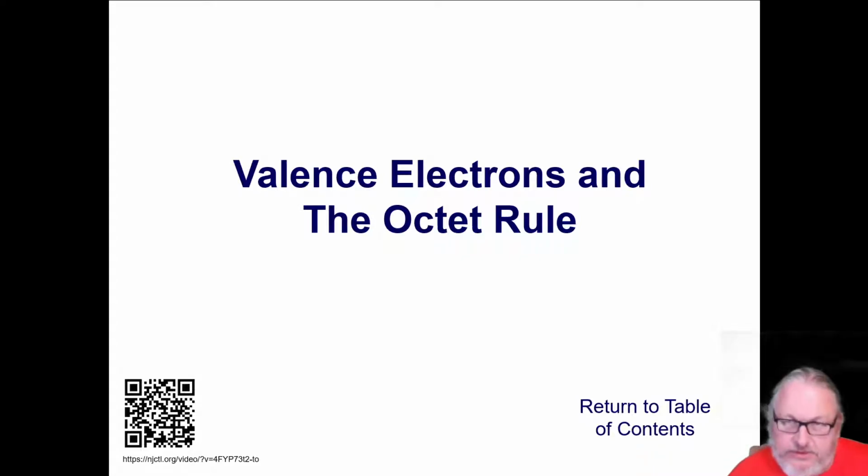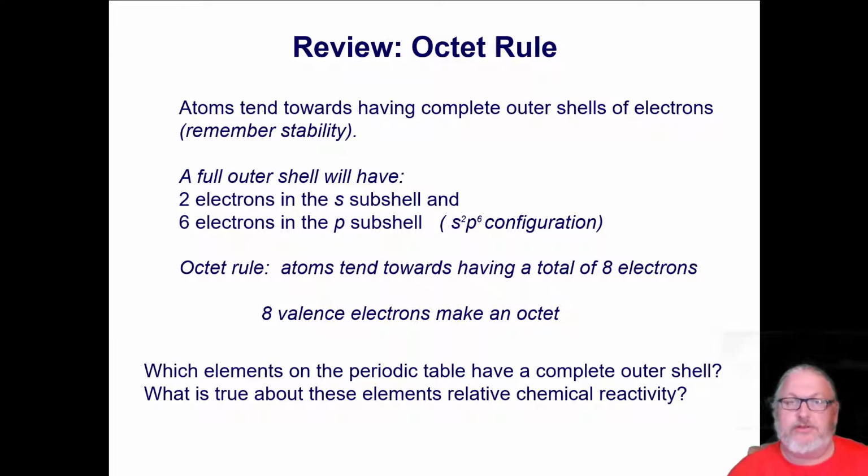Now, let's talk about what we call valence electrons and what we call the octet rule. We know now that atoms want to be stable. And what makes them stable is when they get a complete outer shell of electrons.